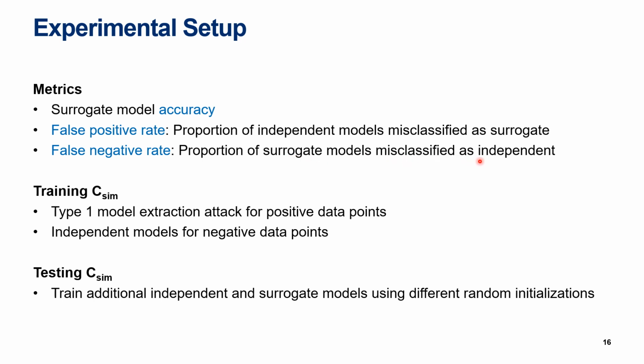misclassified as independent models. To train the similarity classifier, we only use the type 1 model extraction attack for positive data points, and we use independent models for negative data points. And then to test the similarity classifier, we train additional independent and surrogate models using different random initializations.